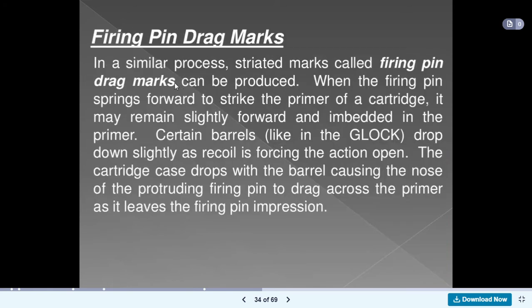So firing pin drag marks. In a similar process, striated marks called firing pin drag marks can be produced when the firing pin springs forward to strike the primer of a cartridge. It may remain slightly forward and embedded in the primer. Certain barrels, like in the Glock, drop down slightly as recoil is forcing the action open. The cartridge case moves with the barrel, causing the nose of the firing pin to drag across the primer as it leaves the firing pin impression.